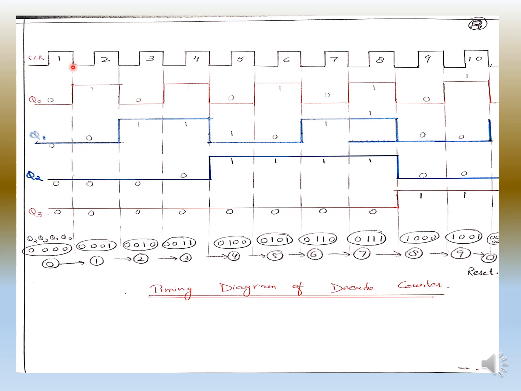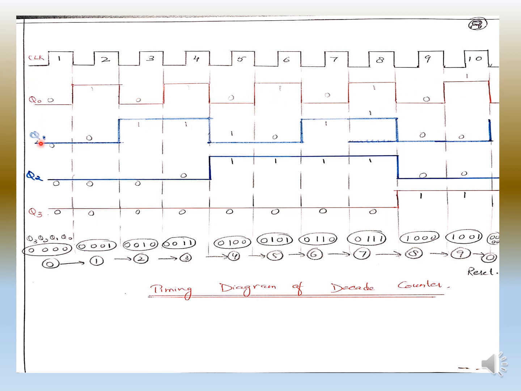So it will change its position when there is a negative edge. So there is a negative edge here, so it will change its state from 0 to 1 at this negative edge. Okay. Now the next negative edge is here, so it will change its state from 1 to 0 here. The next negative edge is here, so it will do the transition here. The next negative edge is here, so it will do the transition here and so on. So this is my Q0.